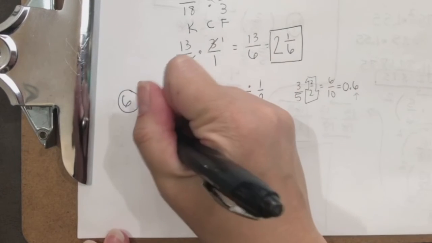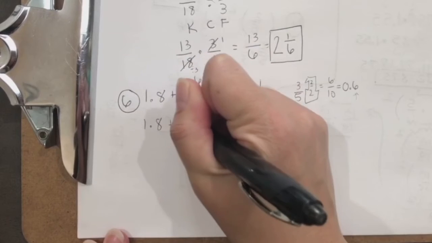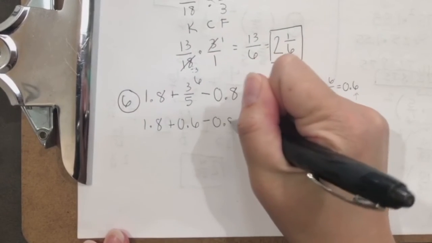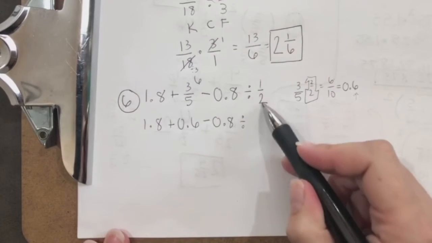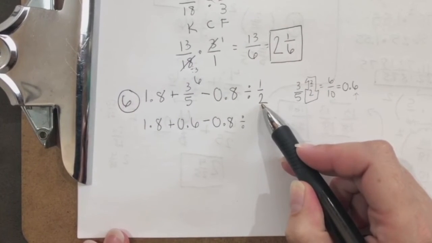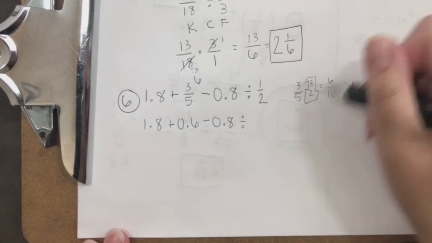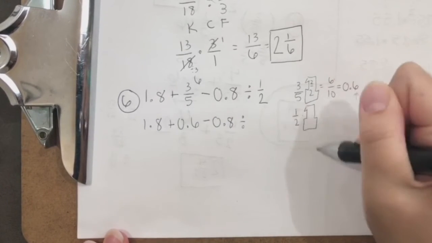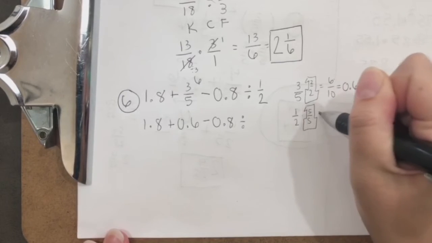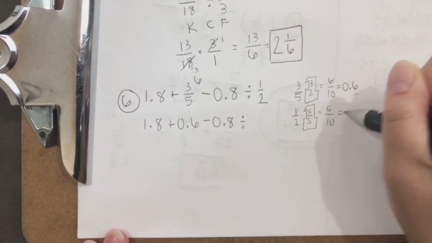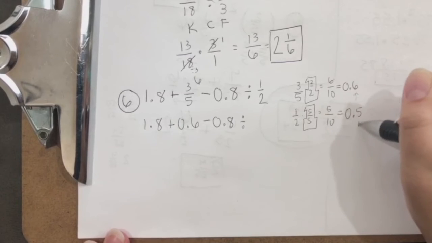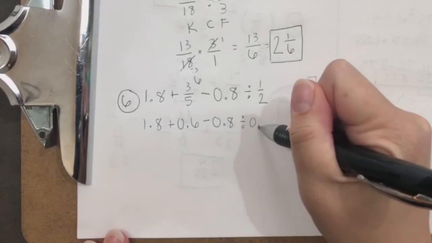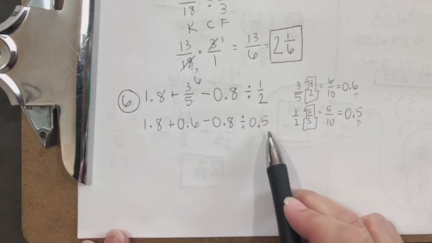So we can rewrite this as 1.8 plus 6/10, or 0.6, minus 0.8 divided by 1/2, that's 0.5. We can do it the same way as this, 1/2 times our giant 1. We'll do 5/5, and we'll get 5/10, and 5/10 is 0.5. This is the tenths place, 5/10, so divided by 0.5. Now we have everything in decimals.